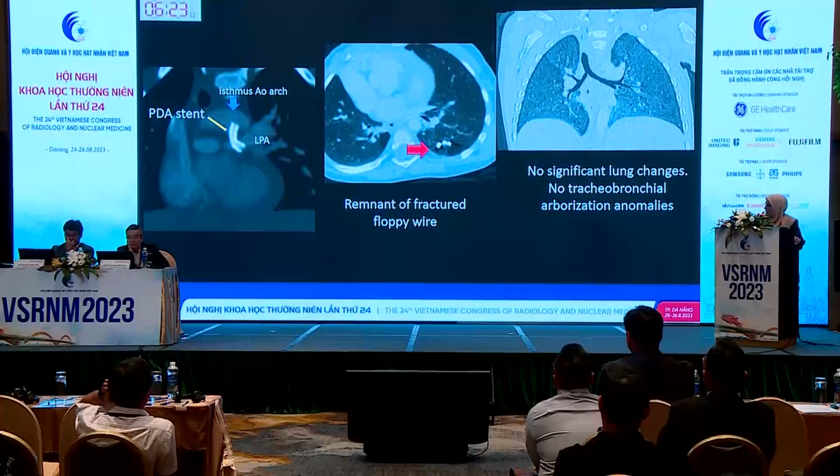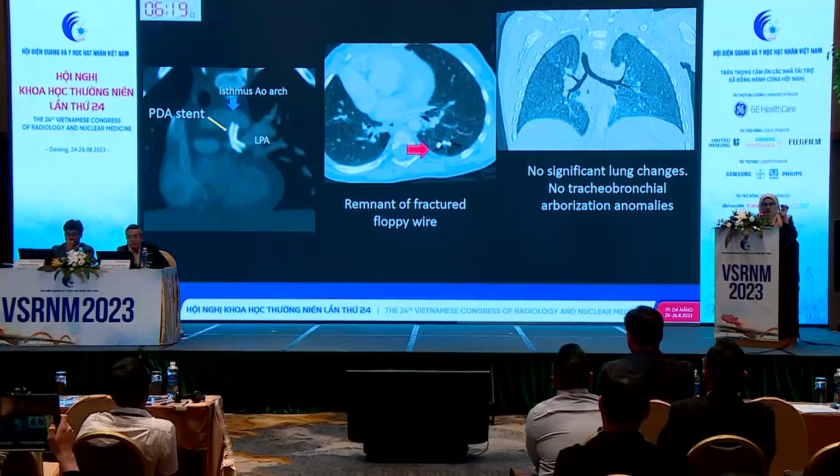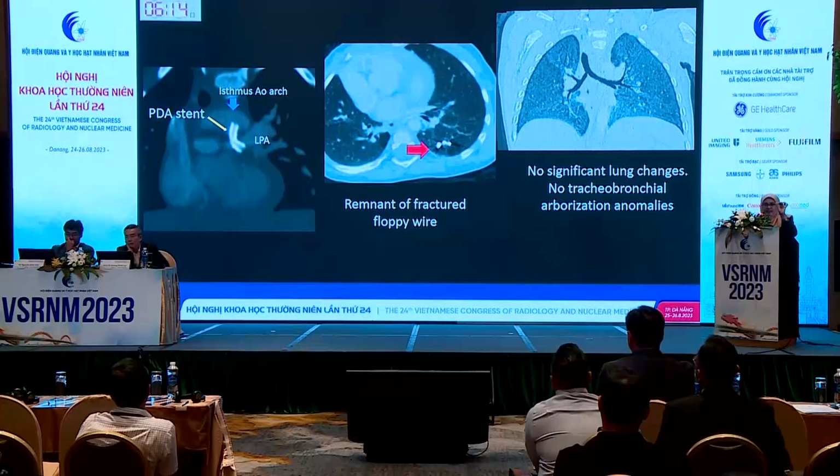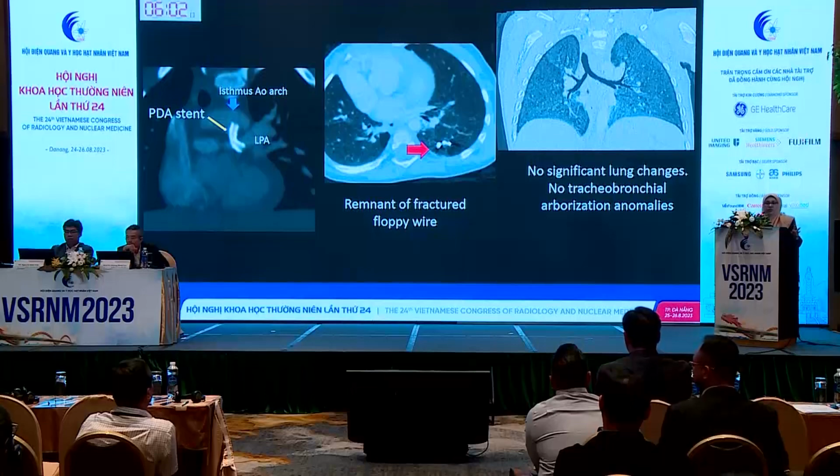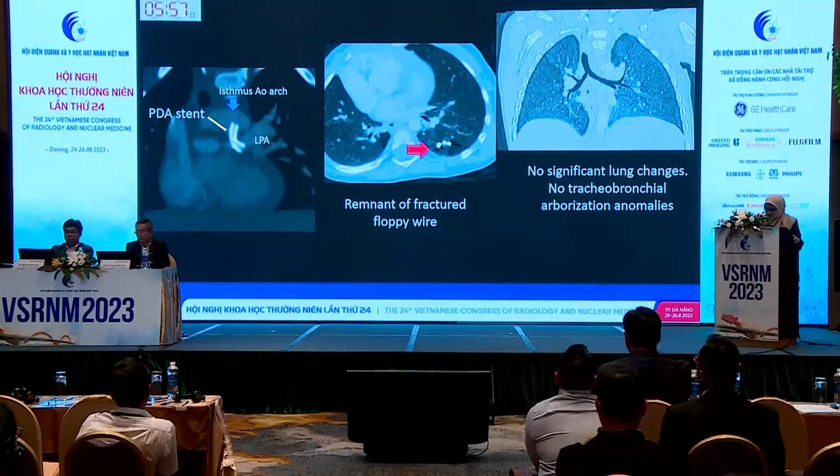When you do the CT scan, you can definitely pinpoint precisely the location of the PDA stent. And we can also visualize the area where the remnant of the fractured floppy wire has been seen, and whether there's any local reaction or fibrosis. The key point here is that we also construct our image using a lung window, because we wanted to know if there's any significant lung change, and in this situation none.